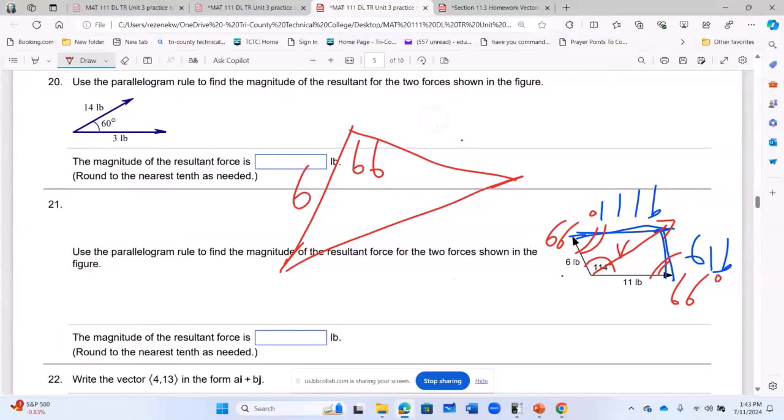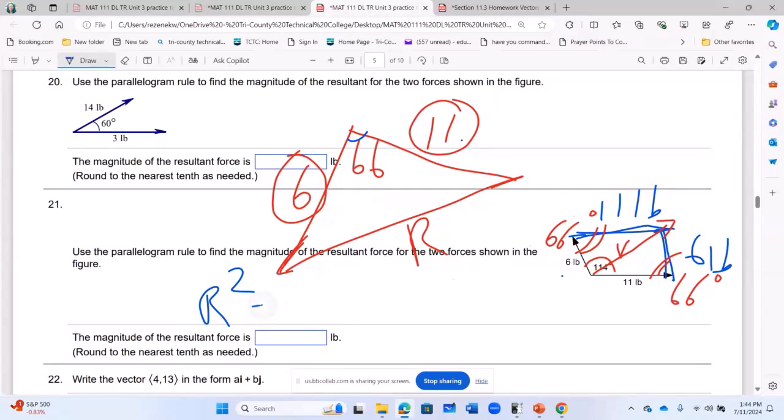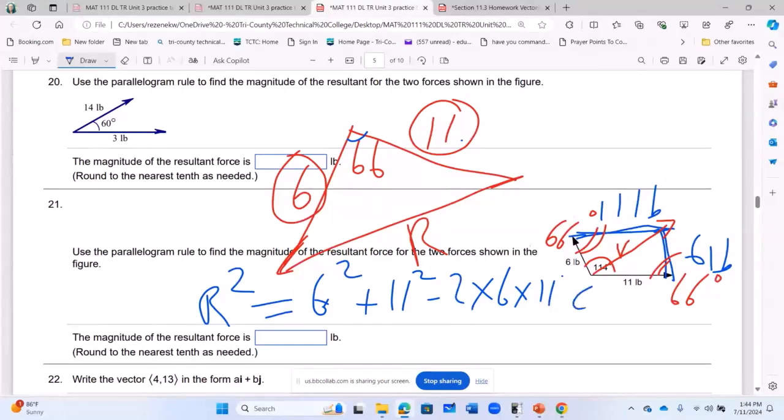This is 6 here, and this is 11 here. Okay, and this is the resultant force. And again, I cannot use sine rule here because I'm given two sides and an included angle. This is a candidate for cosine rule again. So r squared, the resultant force, is equal to 6 squared plus 11 squared minus 2 times 6 times 11 cosine of 66.